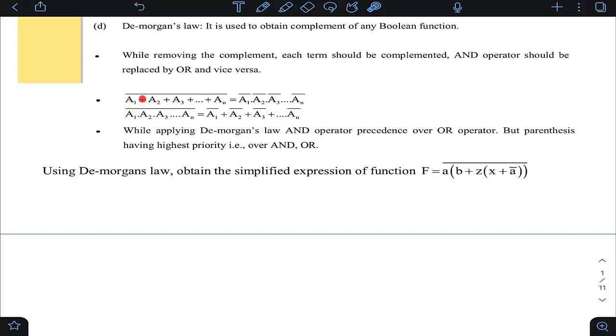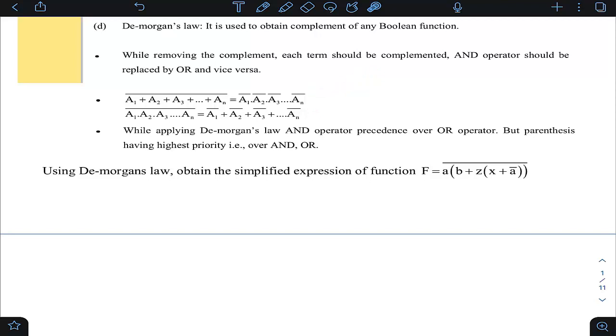You see that each plus is replaced by a dot, and each dot is replaced by a plus. So the dot operator is interchanged with the plus operator and vice versa. So you have to complement each variable, and each plus will be replaced by a dot and vice versa. Similarly here also.